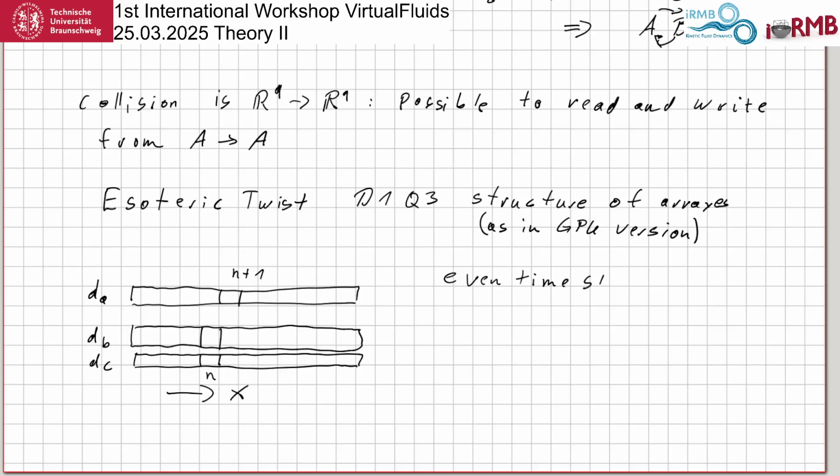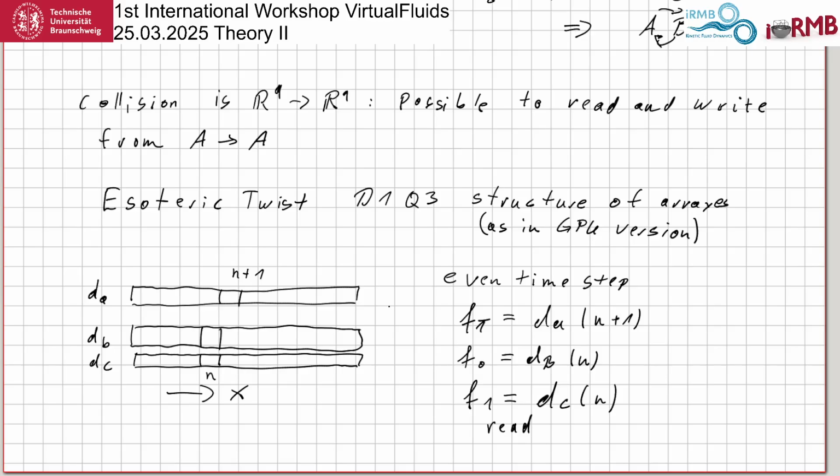Even time step. So we read f minus 1 from dA at the position n plus 1. We get f0 from dB at the position n, and we get f1 from dC at the position n. And this is what we do when we read our data. Now we read our data, then we do the collision, and then we write it back.